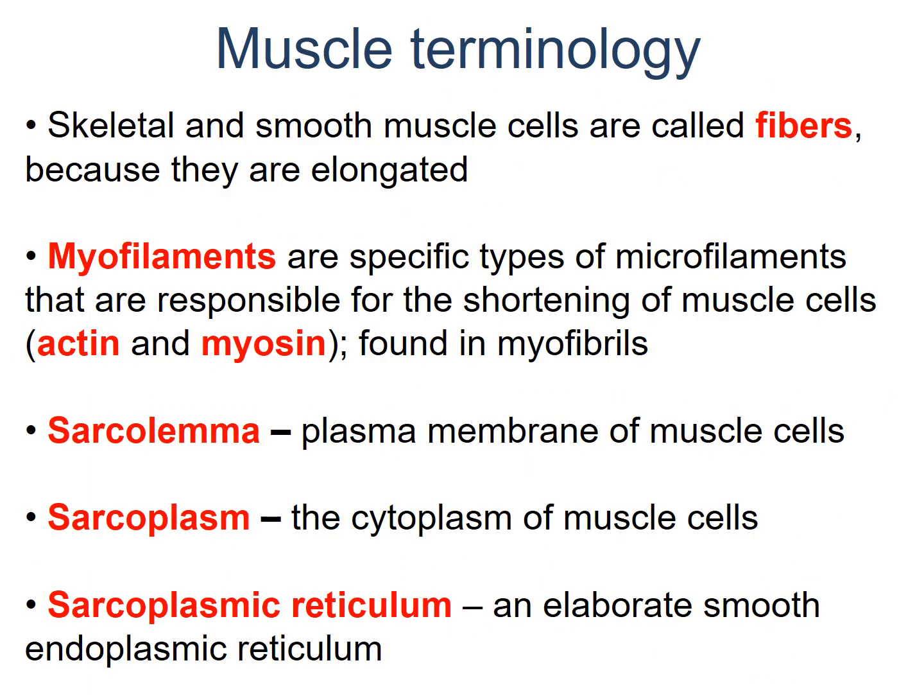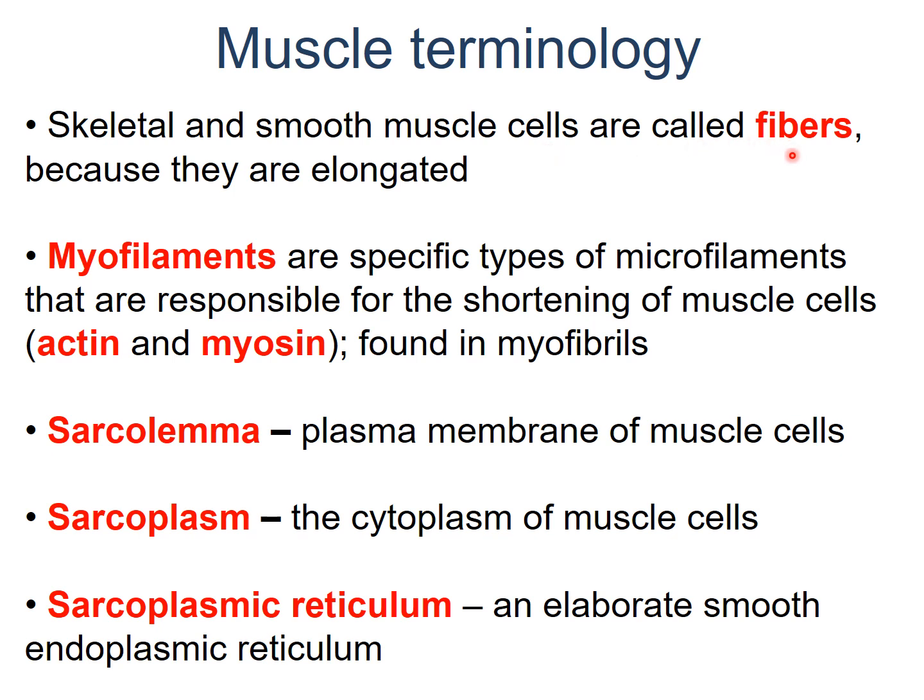All right, so here we have a muscle terminology slide. Within the muscular system, some of the terms that we learned in previous chapters have been changed. For example, skeletal and smooth muscle cells are called fibers moving forward. So when you see the term fibers in the muscular system, you need to think cells. Okay, they don't call them cells, they call them fibers.